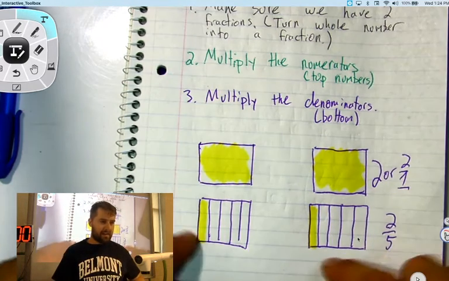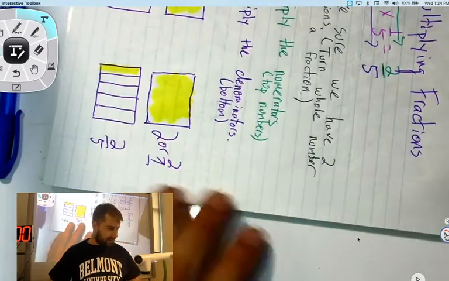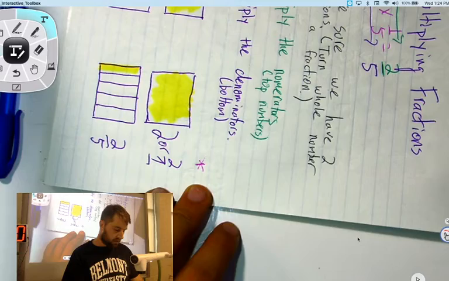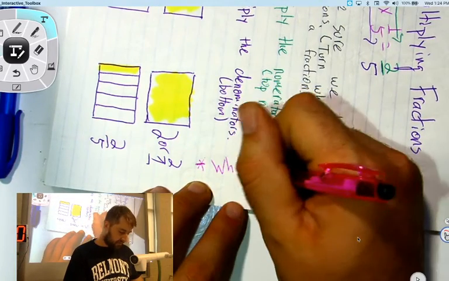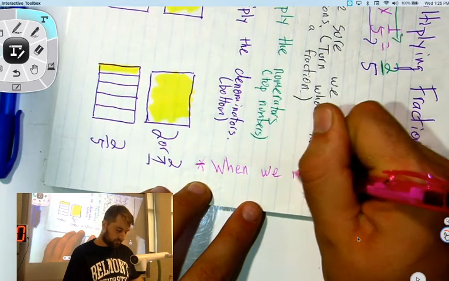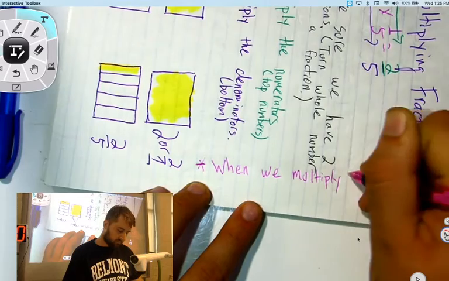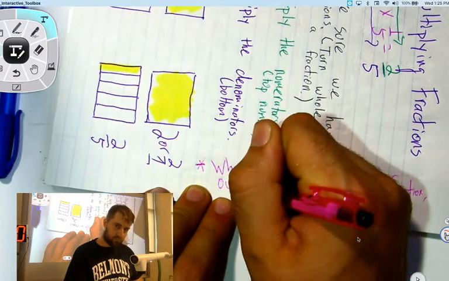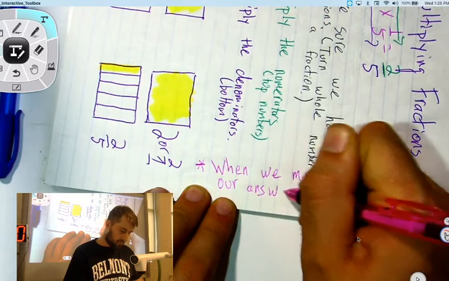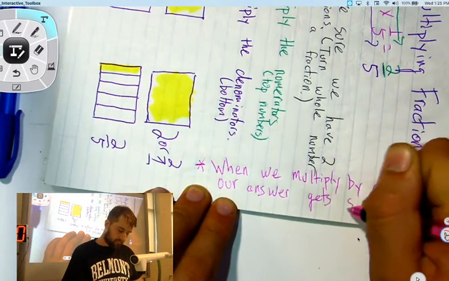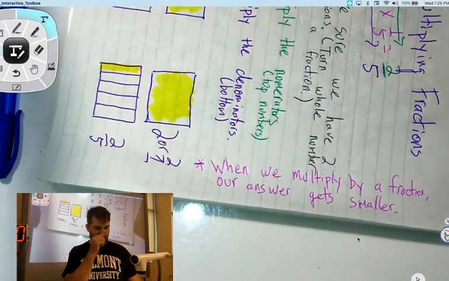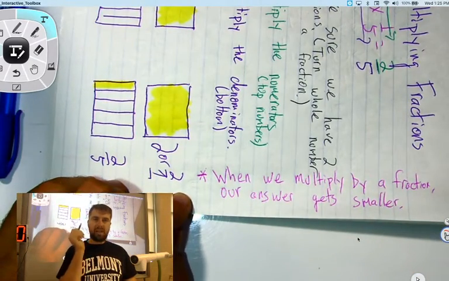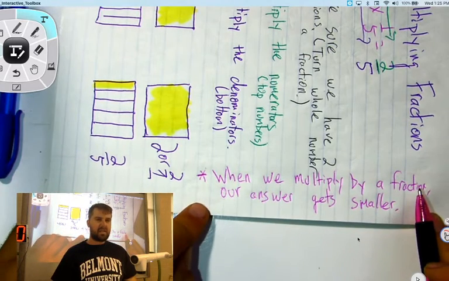So if you have room down here, we're going to write that down here. I didn't leave myself space, so I'm going to turn my paper sideways and write that on the side. And I'm going to start because this is an important thought that we're seeing for the first time. When we multiply by a fraction, our answer gets smaller. Interesting. So when we multiply a number by a part, because a fraction is part of a whole, when we multiply a number by a fraction, our answer, our result, is smaller.